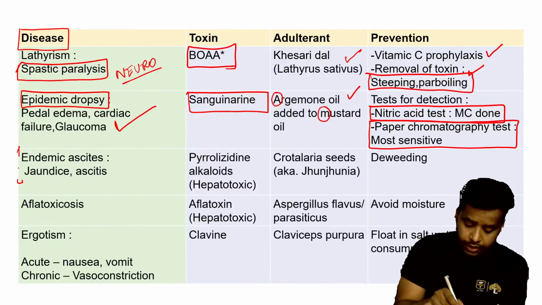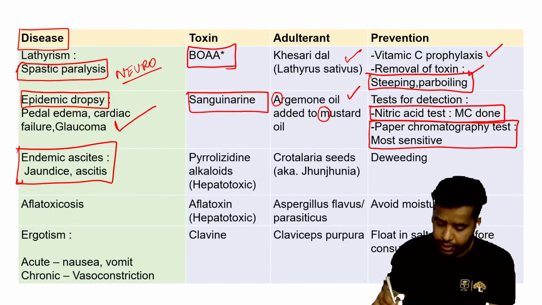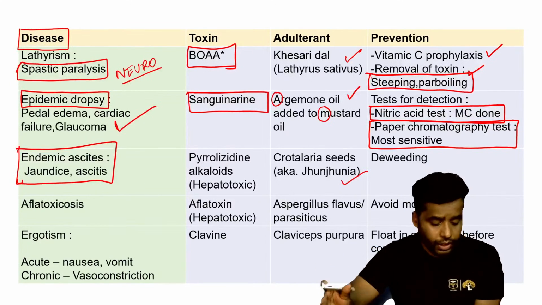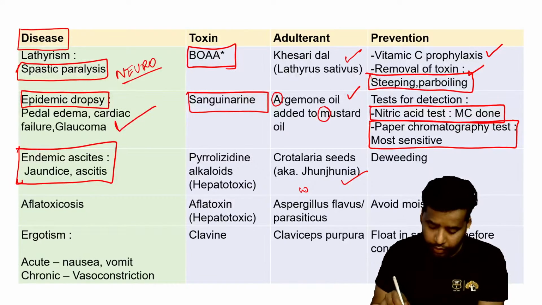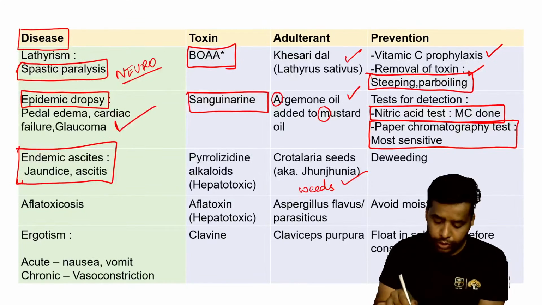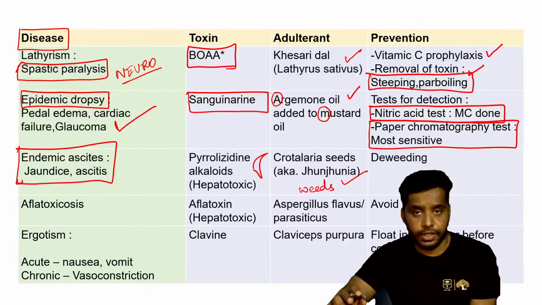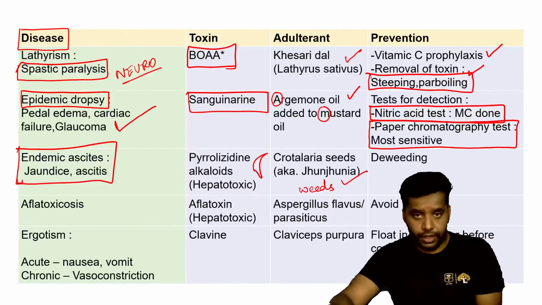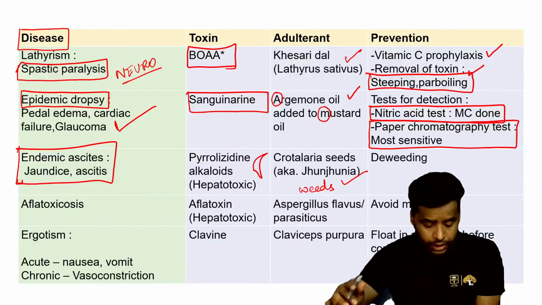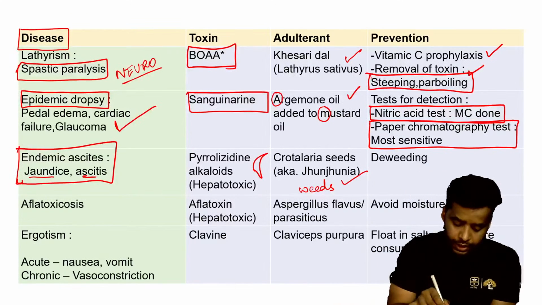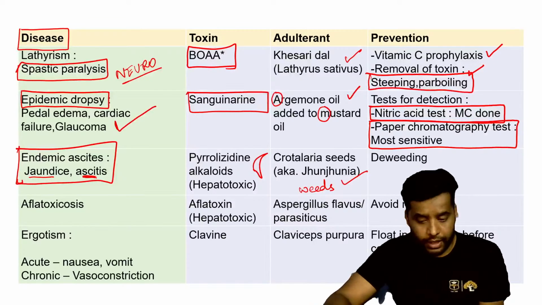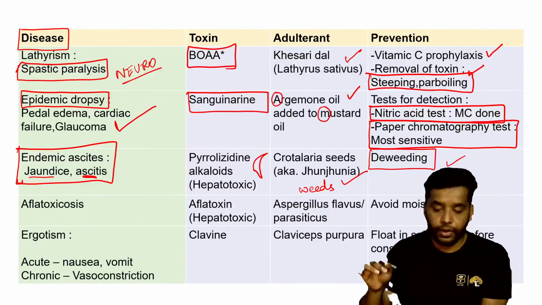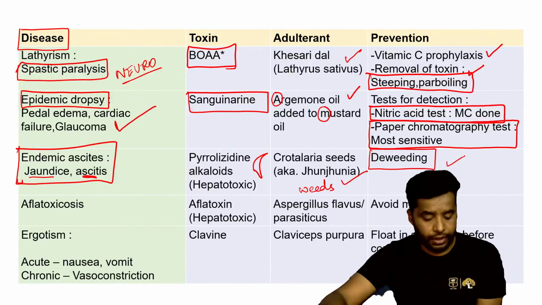Endemic ascites is due to Crotalaria seeds, also known as Jhunjhunia seeds in certain states. These are weeds actually. They will mix with other grains. Consuming them can lead to hepatotoxicity. They have alkaloids, pyrrolizidine alkaloids. These are hepatotoxic, leading to jaundice and ascites. So the prevention part is de-weeding. Separate them and consume. Don't mix with other grains.